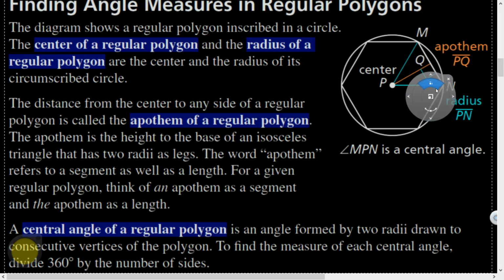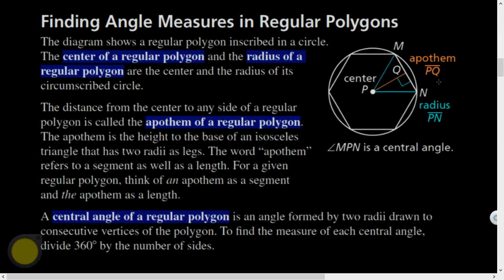A little bit more complicated. Here's some terminology for you. Finding angle measures in regular polygons. Let's see, the diagram shows a regular polygon inscribed in a circle.